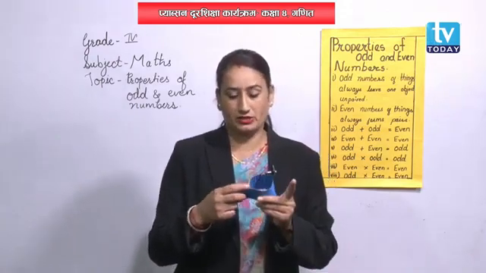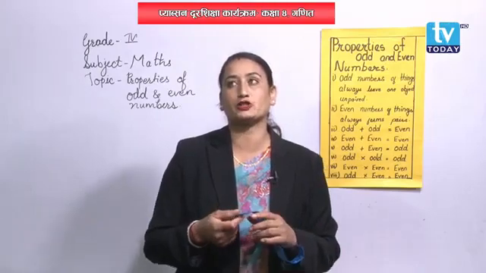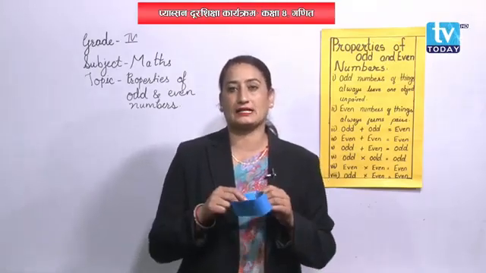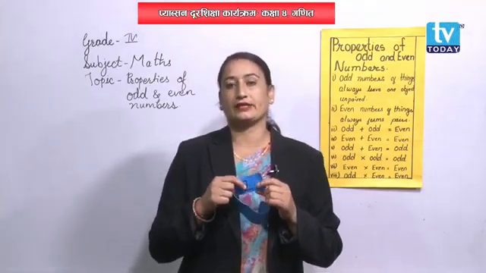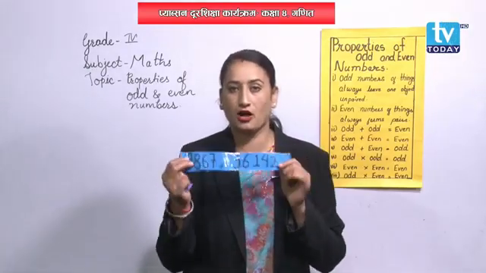And here the next question is 36,142. Which digit is last? There is 2. So we can say it is an odd number.